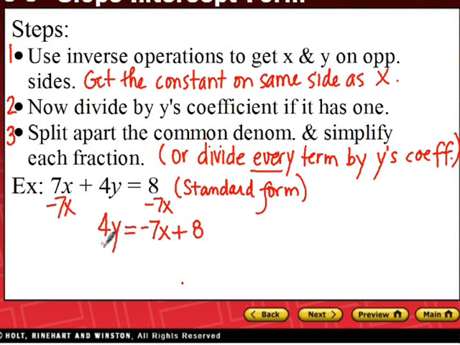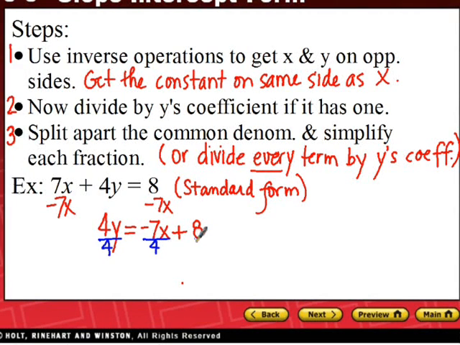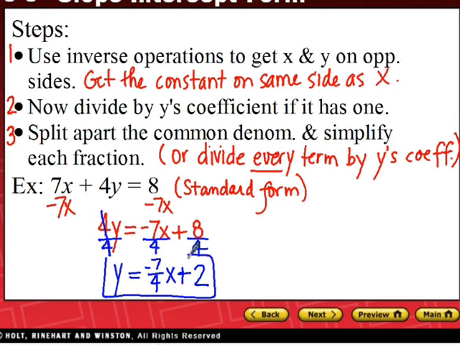And now we're going to divide every term by y's coefficient. So we're going to divide everything by 4. And then if we can simplify, simplify. Clearly that's going to be 1y, so just write y. Negative 7/4, nothing we can do with that. Usually we write it as its own fraction, and then x goes next to it, just like you've seen on the other problems. And then plus 8/4 is 2. This is your answer. Y equals negative 7/4 x plus 2.